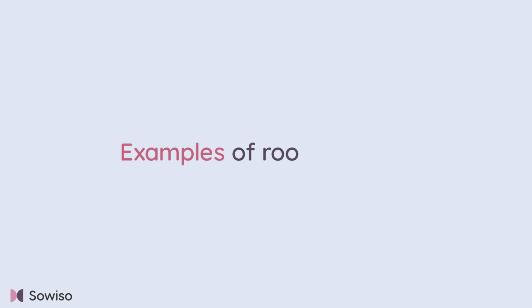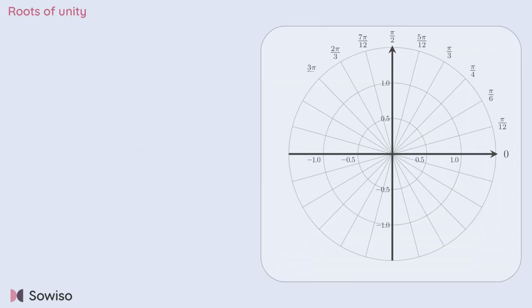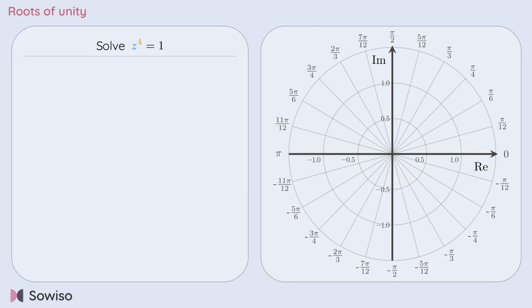This video shows two examples of how to calculate the roots of unity. We will draw the solutions in an Argand diagram. We will solve z to the power of 4 equals 1. We have the norm |z| = 1 and the argument phi equals 2kπ divided by 4.